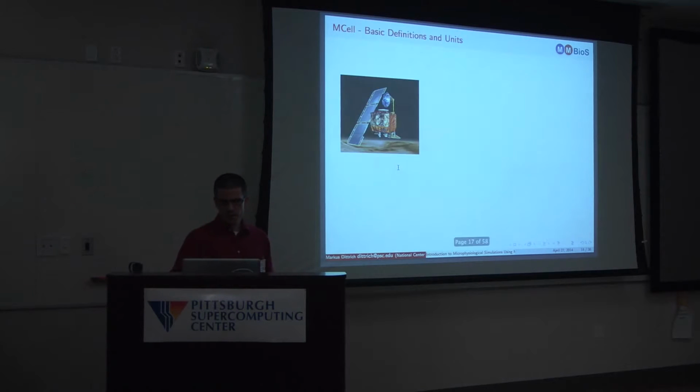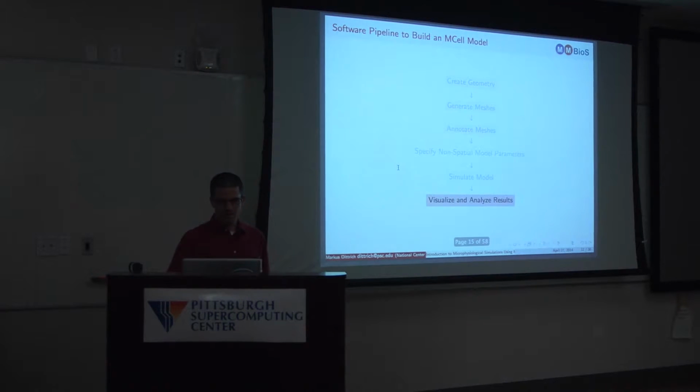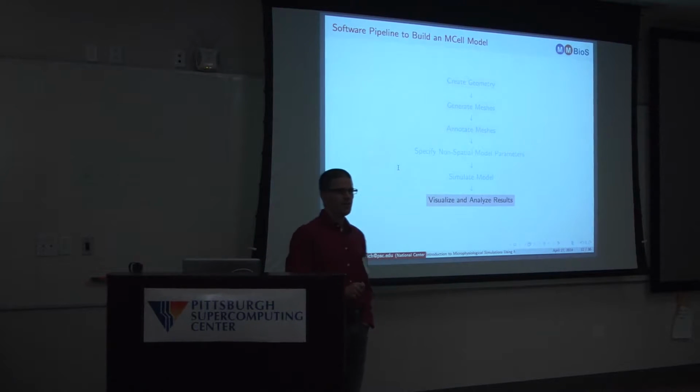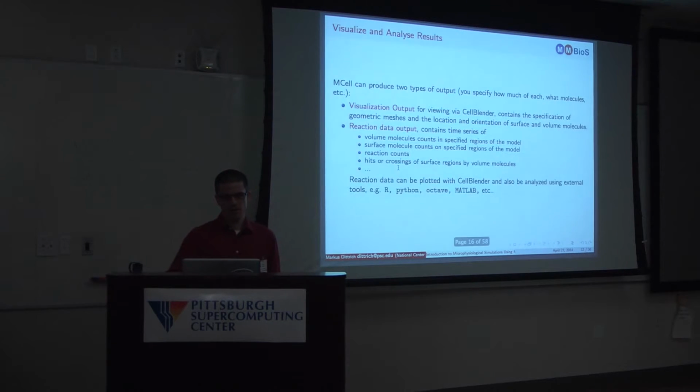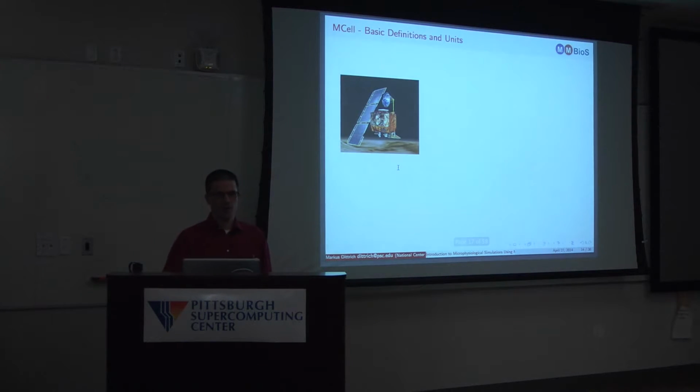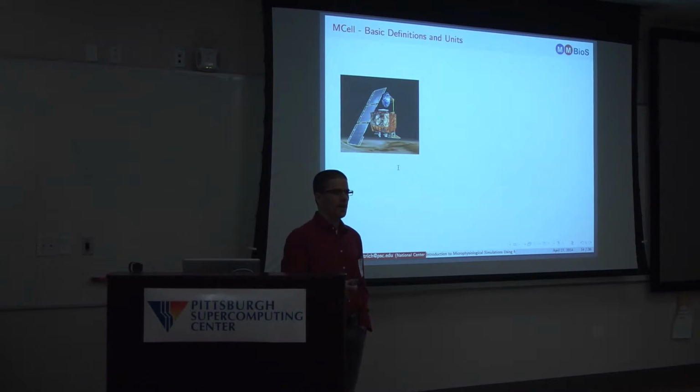Okay, so this is just a reminder of the general workflow that all of you will go through, and we'll start this afternoon with some examples. You'll create geometry, you'll put some molecules in there, some reactions, you'll press the run button in CellBlender, which will run the simulation for you, and we'll look at the result. Since we have CellBlender, this is much easier now than it used to be in the past. Any questions up until this point?